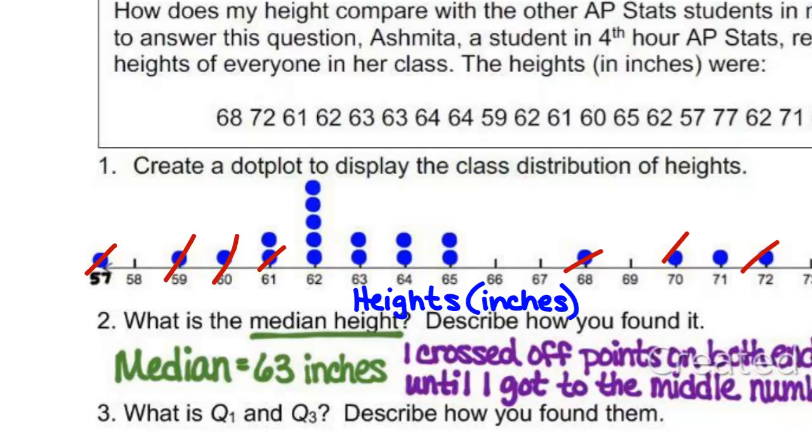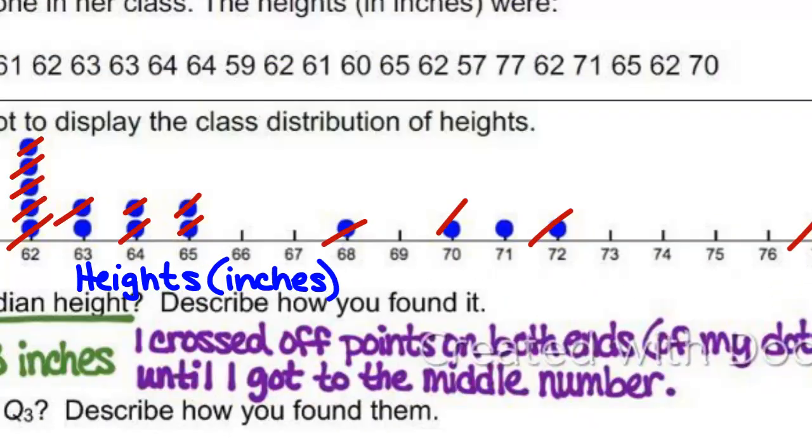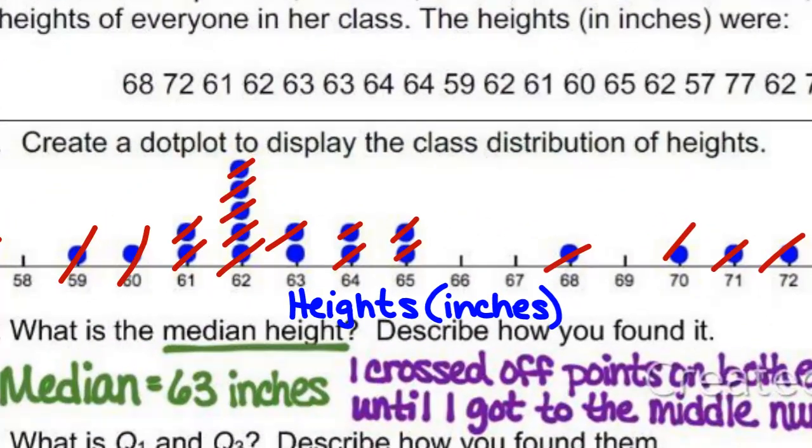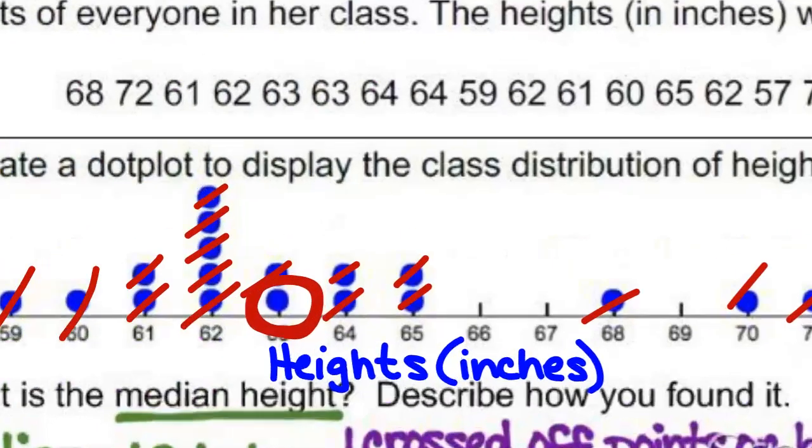So I'd cross off the top one of 61 with the top one of 65. And then bottom one of 62 with the bottom one of 65. Up 62, cross that off with the top of 64. Middle one on 62 with the bottom one of 64. Cross it off. I feel like I missed, oh, I did miss a point. I missed 71 back here. So right here, there's my median.